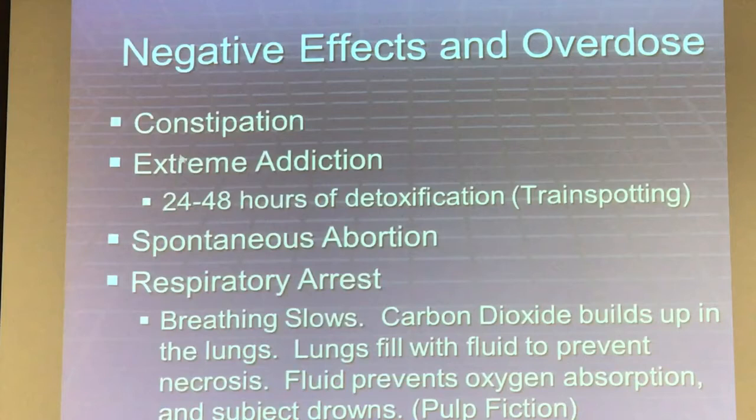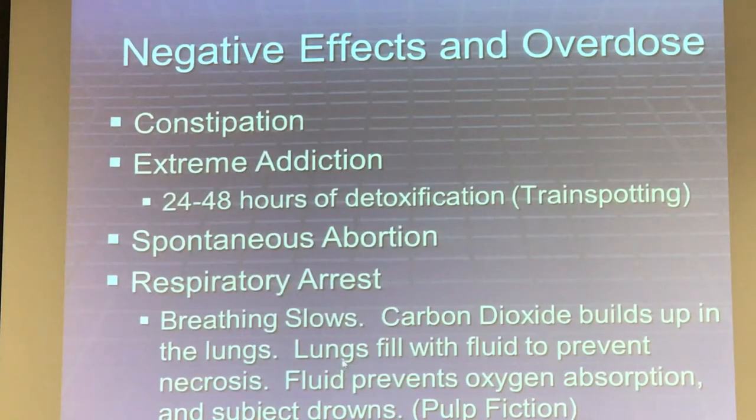It is also extremely addictive, and we'll talk a little bit in a few slides about what detoxification is about. Also can cause spontaneous abortion if you are pregnant, and causes respiratory arrest. This is how depressants kill you. They generally slow down your breathing and your heart rate.